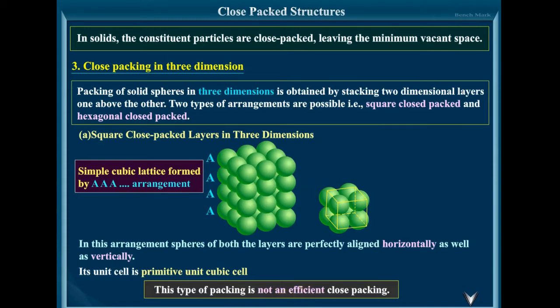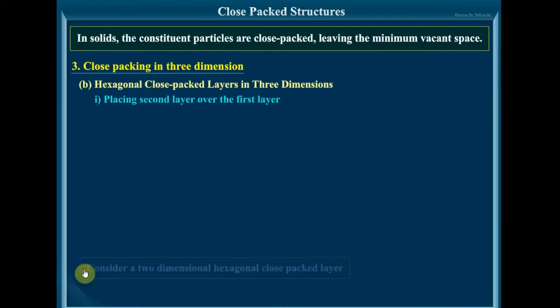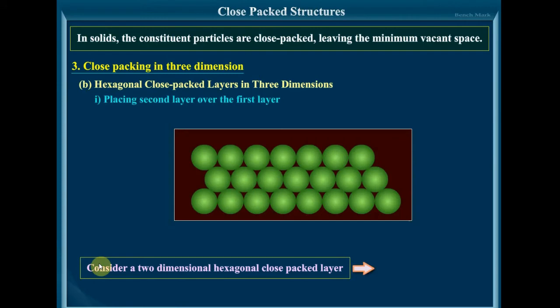The second type, which is more efficient and more close packed, is hexagonal close packed layers in 3 dimensions. So we are discussing close packing in 3 dimensions. The first one is over. The second one is hexagonal close packed layers in 3 dimensions. Placing the second layer over the first layer: consider a 2-dimensional hexagonal close packed layer.